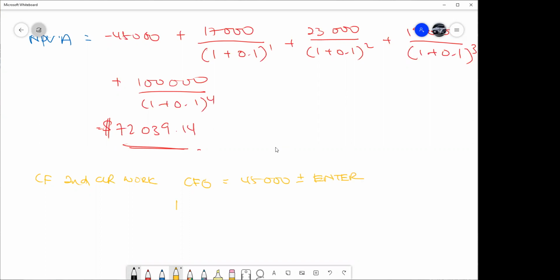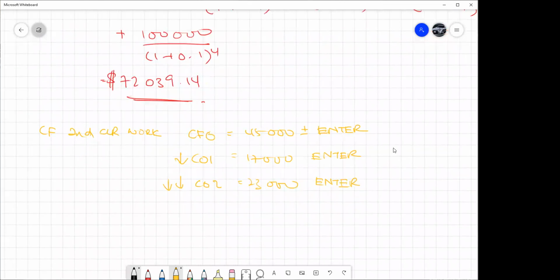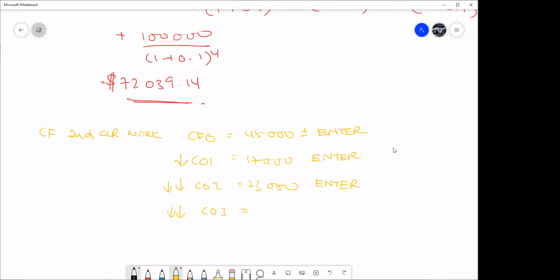After that, click down. You will see C01. You put in $17,000, then click enter. Then click arrow down 2 times to see C02. If you click 1 time, you see F01, so don't care about F. C02, you input 23K, then click enter. After keying in a figure, you must always click enter, if not, it will not save into the system. Then click 2 times again to see C03. Key in 19,000 and enter. Lastly, click 2 more times for C04. Key in 100K, then click enter.